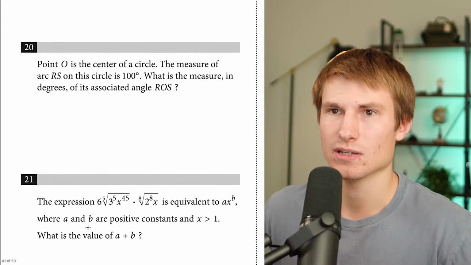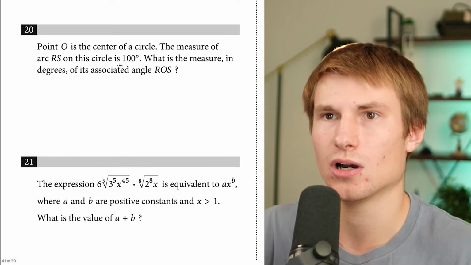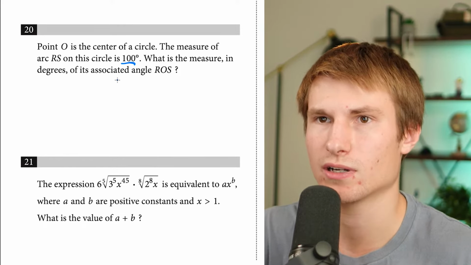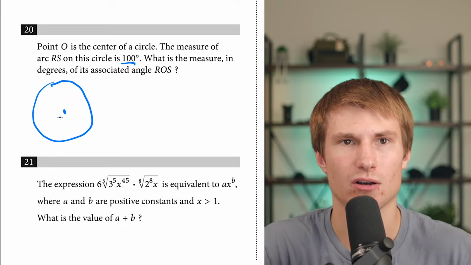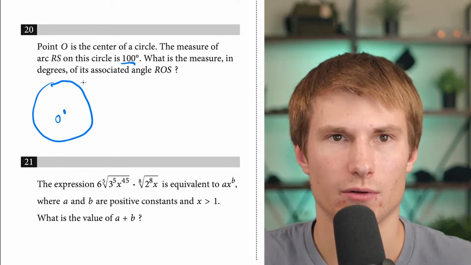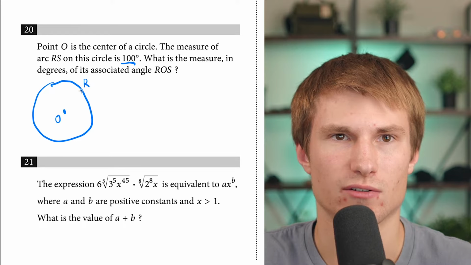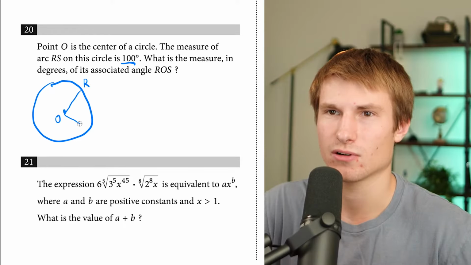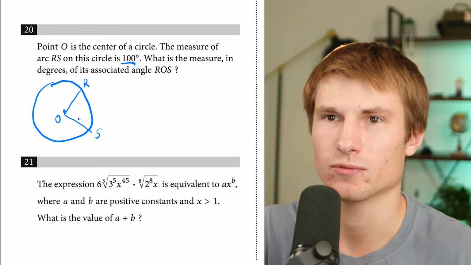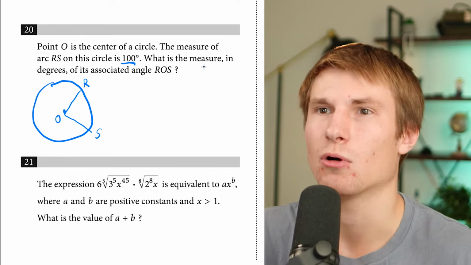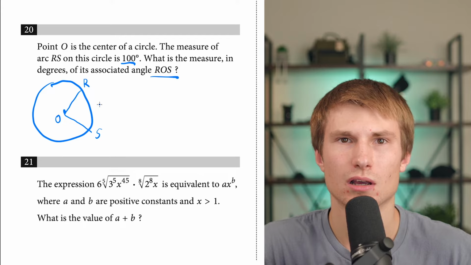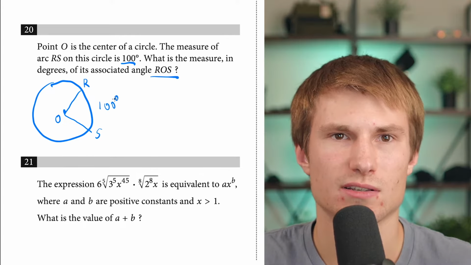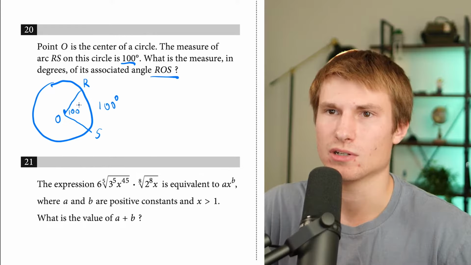Point O is the center of a circle. The measure of arc RS on the circle is 100 degrees. Circles questions and triangles questions you're going to always want to draw out because it's extremely helpful. We got arc RS is 100 degrees. I'll try to make this roughly look around 100 degrees. Hopefully that's pretty good, I'd say. What is the measure in degrees of its associated angle ROS? Well, we know the measure of the arc is 100 degrees. Therefore, the measure of the angle will also need to be 100 degrees.